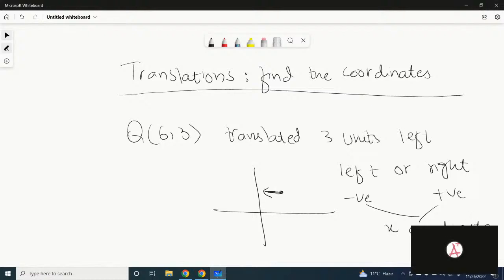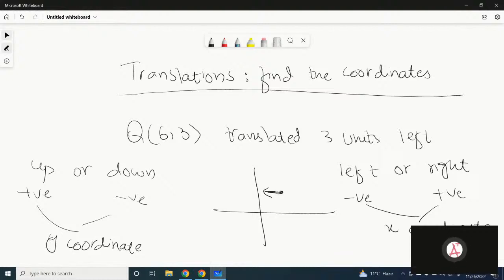Got it? Okay, when you move up or down, for up, you have to add. For down, you have to subtract which value? The y coordinate. Got it? So you move left 3 units, you have to subtract the value of the x coordinate. So 6 subtract 3 is 3. So the new value is 3. The y value remained unchanged. You just subtract the value from the x coordinate. So it would be 6 minus 3, and 6 minus 3 is 3. So that means you move from here to here.